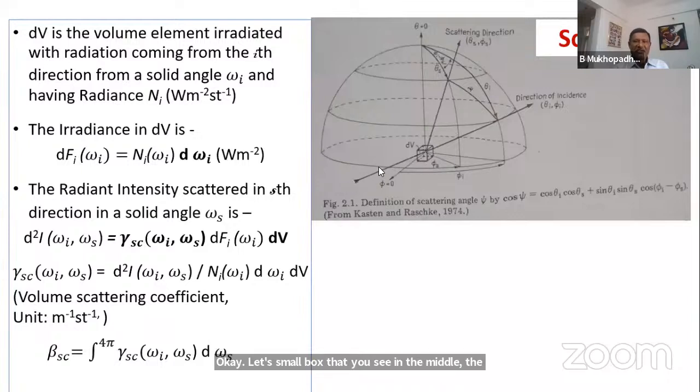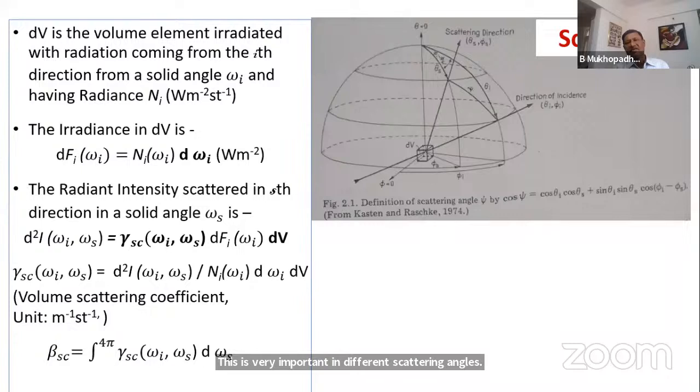So the radiation comes and hits it, scattering in different directions. That is, this direction is very important. This scattering angle is over here. This is very important. In different scattering angles, the amount of radiation scattered will be different.